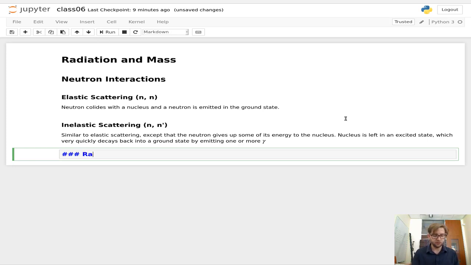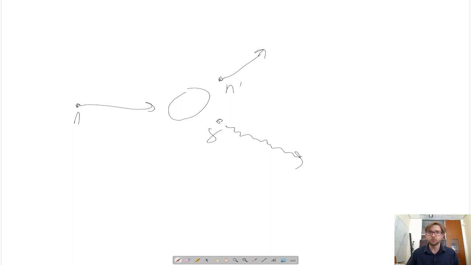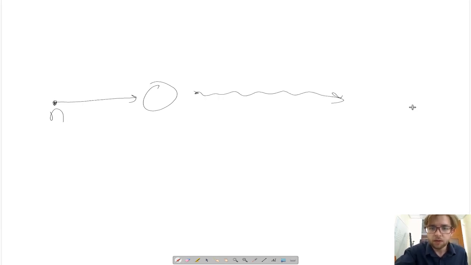Another form is called radiative capture. This is abbreviated as N gamma. This is when a neutron is absorbed into the nucleus, and then the nucleus emits a gamma. So a neutron comes in to the nucleus of an atom, and then out of that atom, a gamma particle leaves. Or potentially more than one gamma particle.